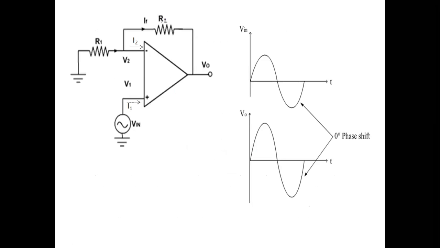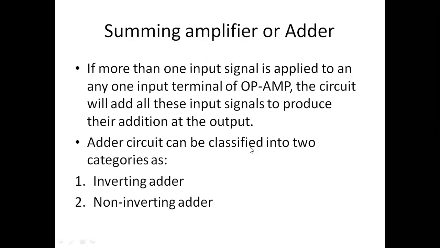This is the circuit diagram for the op-amp. Which op-amp? The non-inverting. Here we are giving input to the non-inverting terminal. And these are the waveforms for the input voltage and the output voltage for the non-inverting amplifier.